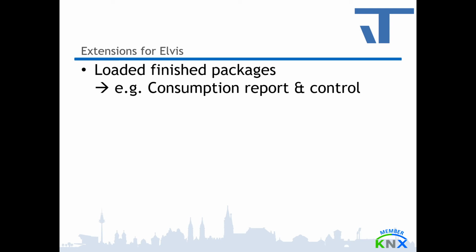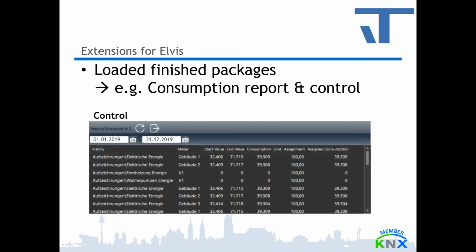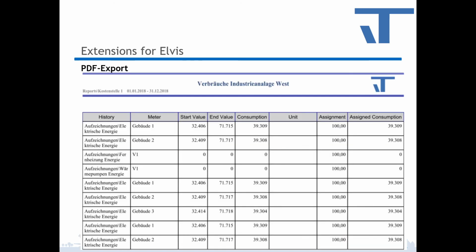Before, I already mentioned the consumption report. This extension offers you to show and export your consumption, for example, of electricity or gas. For the Elvis user, there's the consumption control, as shown in the picture, which shows the usage of your building. To save this data outside Elvis or send it via mail to the administration, it is possible to create a PDF report.